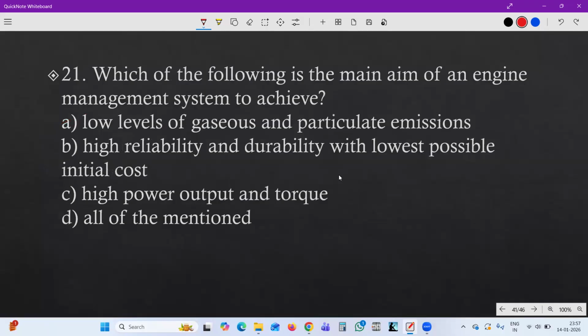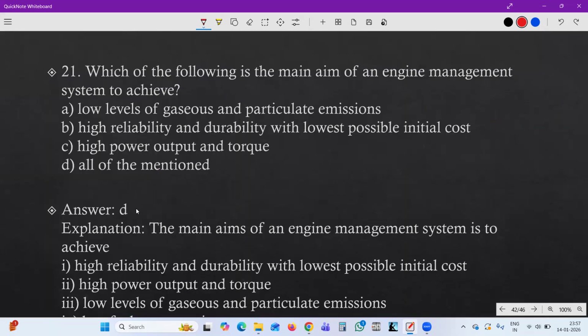Next. Which of the following is the main aim of an engine management system to achieve? Low level of gaseous and particulate emission, high reliability and durability with the lowest possible initial cost, high power output and torque, or all of the above mentioned. So let's see the answer. It should be D only.